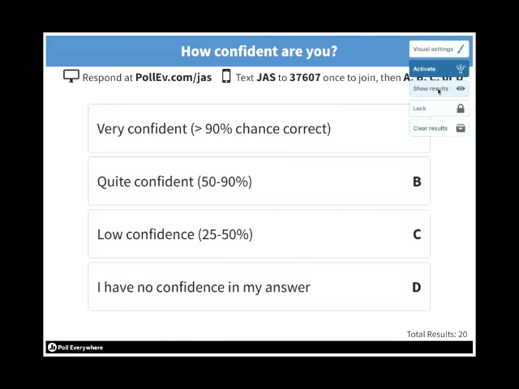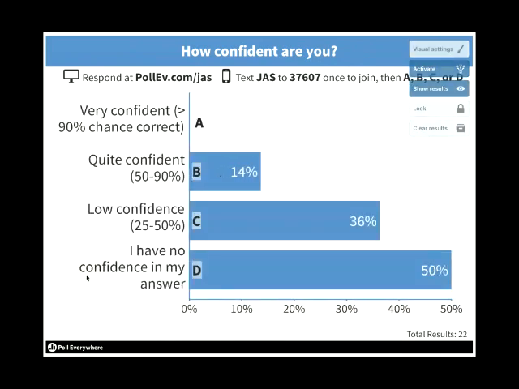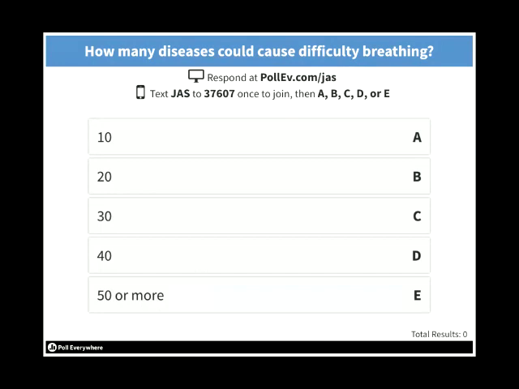All right, that's 20. Let's see. Okay, so half of you had no confidence in your answer at all. Maybe a third of you had a low amount of confidence. Nobody had high confidence, and a few people were quite confident. How many diseases could cause difficulty breathing?